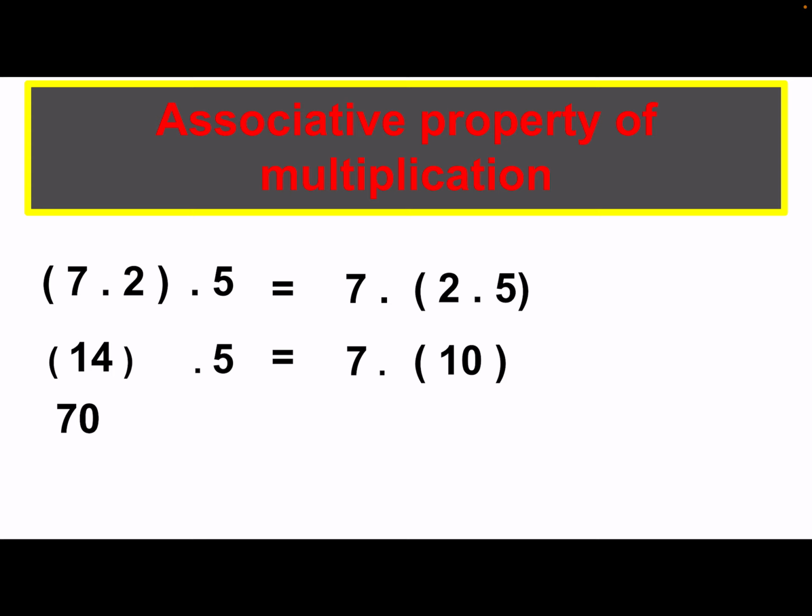14 is what? 10 plus 4. 10 times 5 is 50. 4 times 5 is 20. 50 plus 20 is 70. And next, moving on, equals 7 times 10, 70.